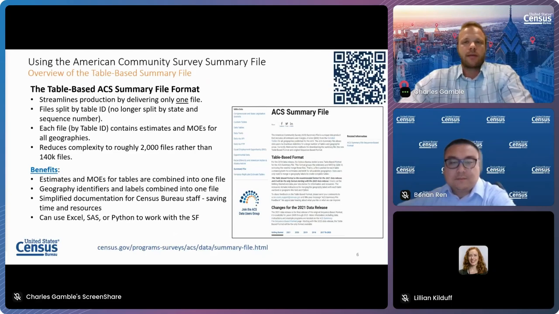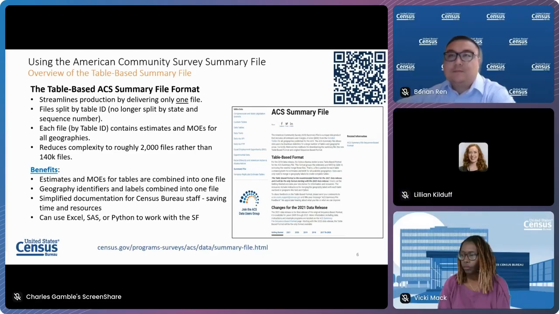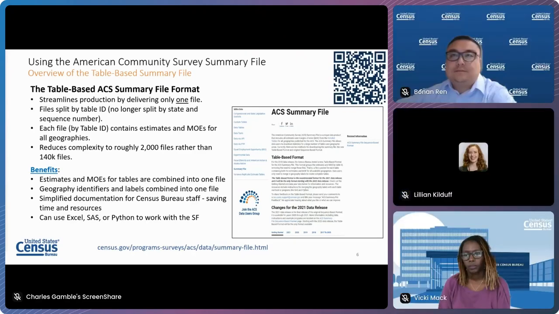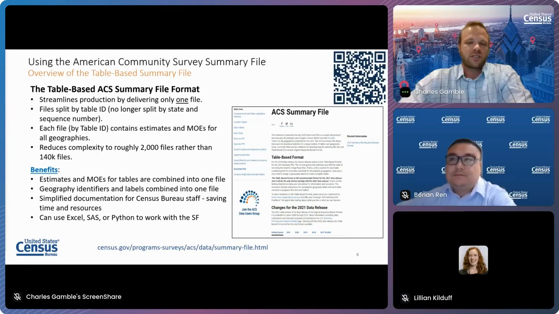Now, the table-based format streamlines the summary file production by delivering one file instead of splitting the files by state and sequence number. The new format will provide tables by the specific table ID, that is, we would post a file for each table containing the estimates and margins of error for all geographic areas available, and this will reduce the complexity of the ACS summary file from over 140,000 files to roughly 2,000 files.